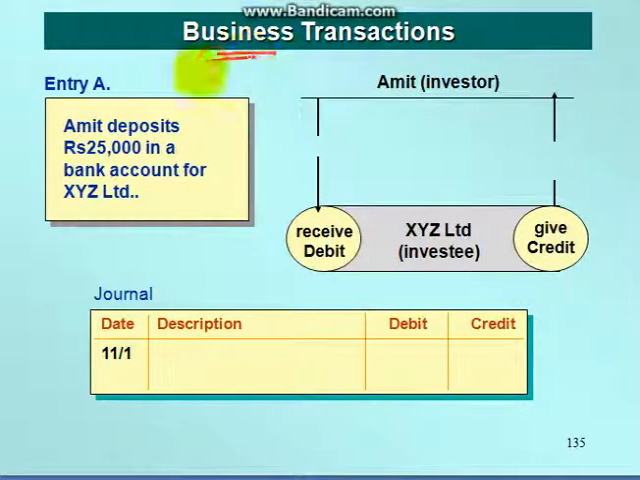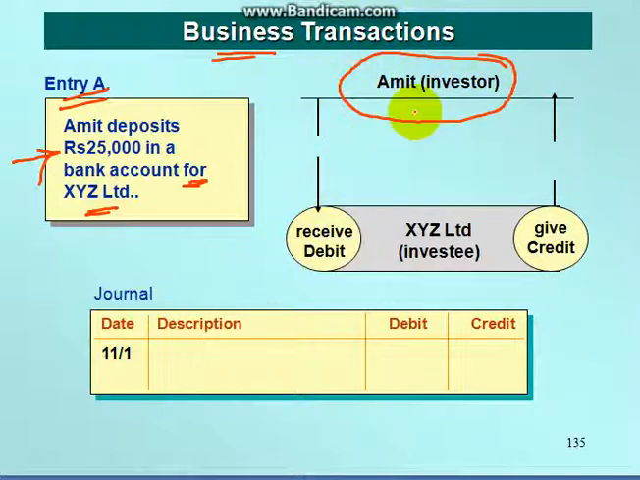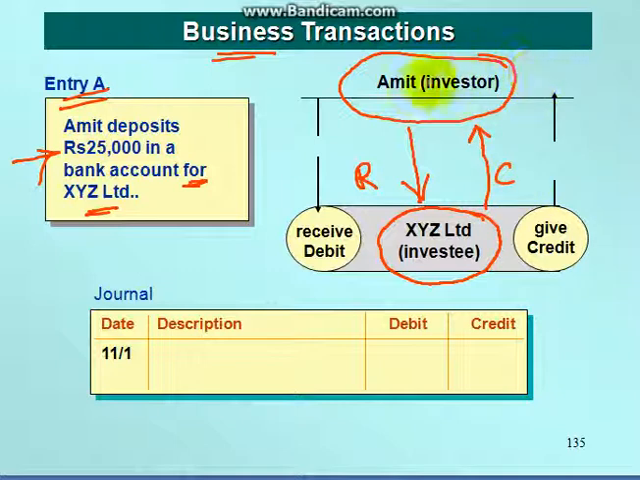So here are some business transactions of Mr. A. Now Amit deposit 25,000 in bank account for XYZ Limited. Now Amit is nothing but an investor. So Amit, XYZ, now you look from the point of view of XYZ. Now XYZ is receiving money from Amit, right? So here receive, and Amit is giving credit. So this is credit side. So as far as the journal entry is concerned, first you have to mention the date, second part you have to mention description, and here debit and here credit.